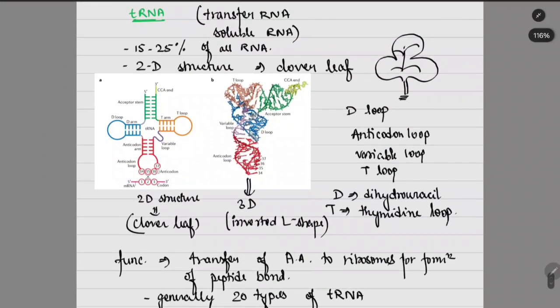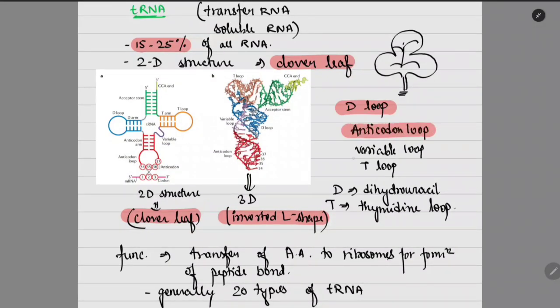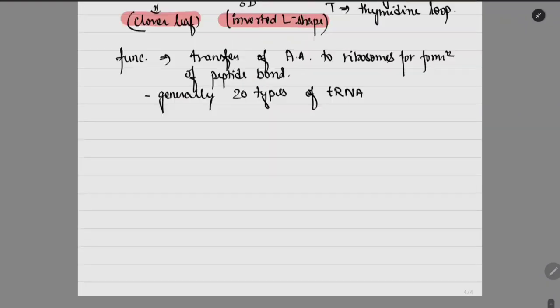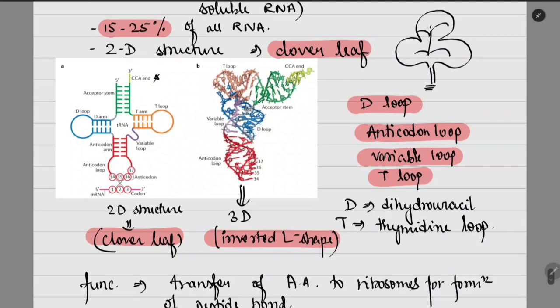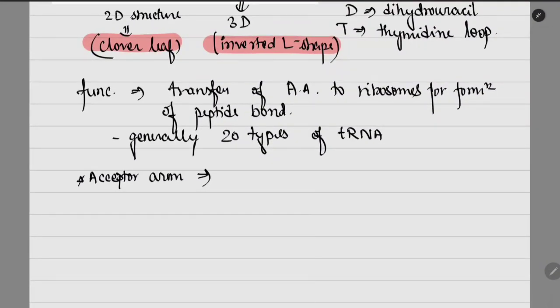The main points I am pointing out here are the 15 to 25%. The 2D structure is the clover leaf, also explained here. The 3D structure is inverted L shape. There are 4 loops present in tRNA, that is the D loop, anticodon loop, variable loop, and the T loop. And this end is known as the acceptor arm, the acceptor point, that is the CCA. The acceptor arm is present at this point. I am giving a star mark here so you will understand.